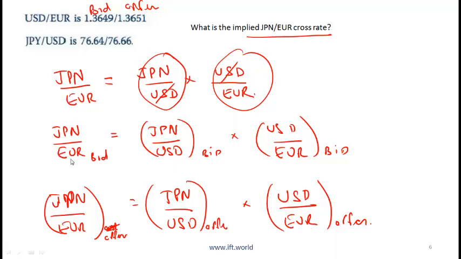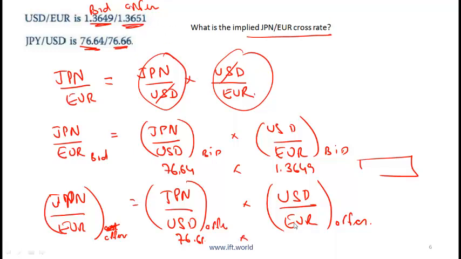So in this particular example, for the Japanese yen to euro bid, we would take the Japanese yen to USD bid, which is 76.64, multiplied by the USD to euro bid, which is 1.3649. You just multiply these two numbers and you will get the implied bid rate between Japanese yen and euro. To come up with the offer rate, you simply multiply the Japanese yen to USD offer, which is 76.66, by 1.3651. And note that, as you would expect, the offer is going to be higher than the bid, which is the way it must always be.